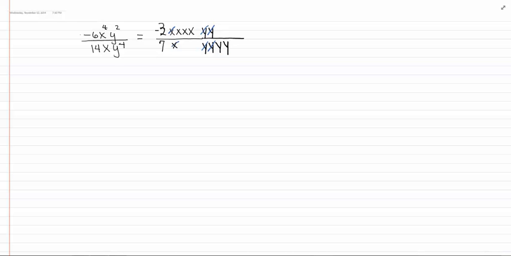So as a final answer, I would write up the -3, and then I have x to the third, that's 3 x's, over 7, and then you have 2 y's on the bottom, or y squared.